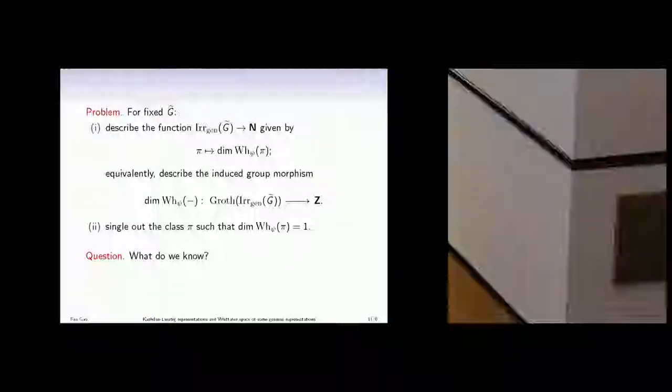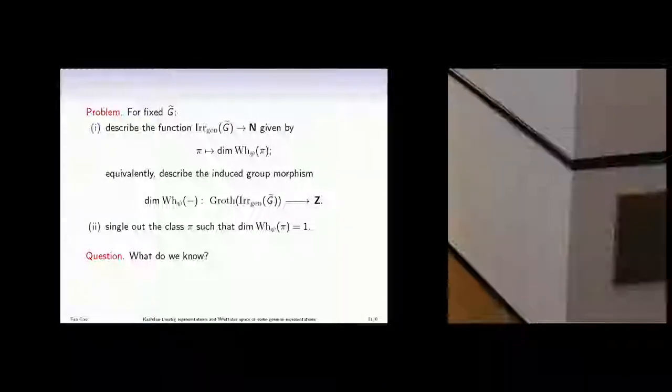Put it another way, you may consider this Grothendieck group generated by those irreducible representations. Since the Whittaker functional is an exact functor, you actually get a group homomorphism from this Grothendieck group to the integers. Now the question is, can you describe this group homomorphism, for instance on the generators? And even more subtle, can you single out the fiber of this group homomorphism over 1? Can you describe that?